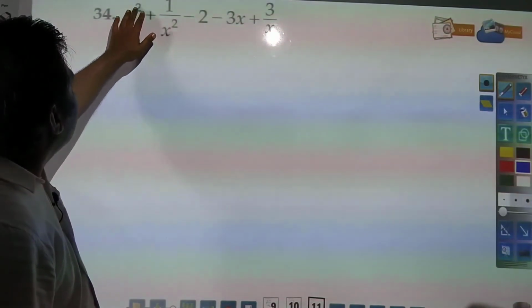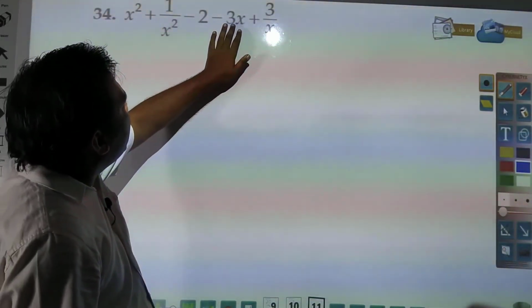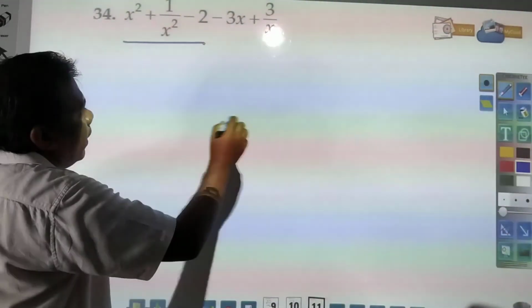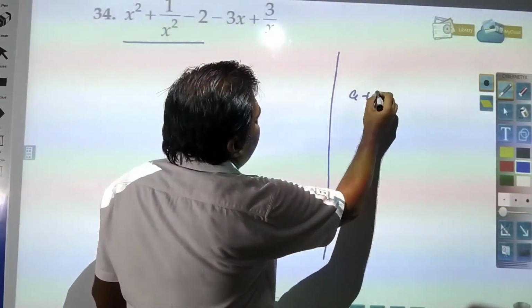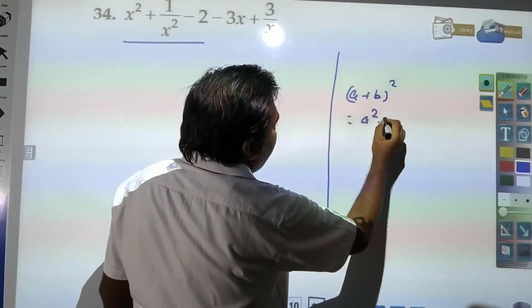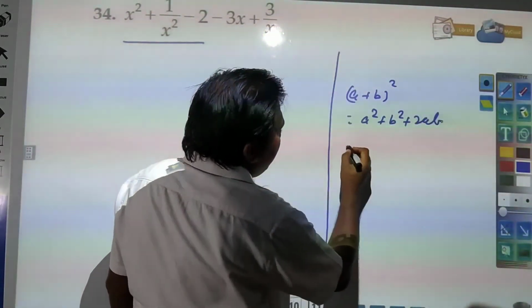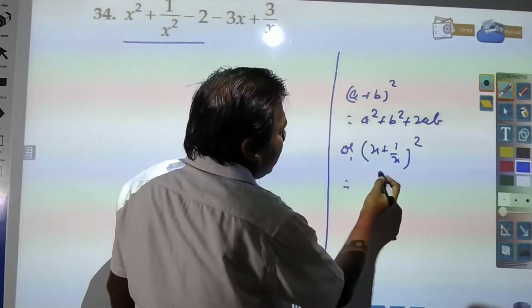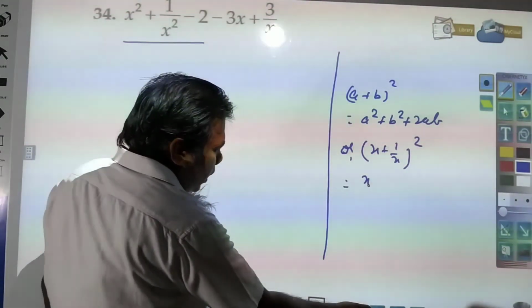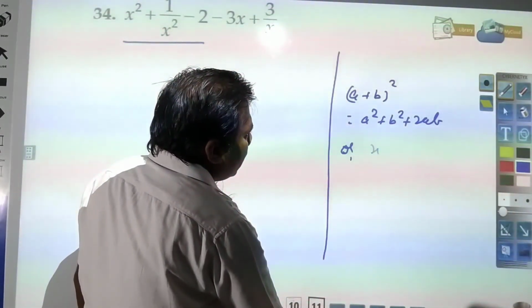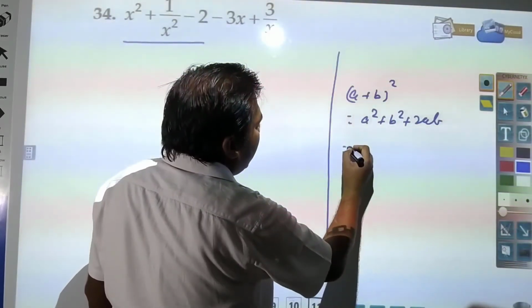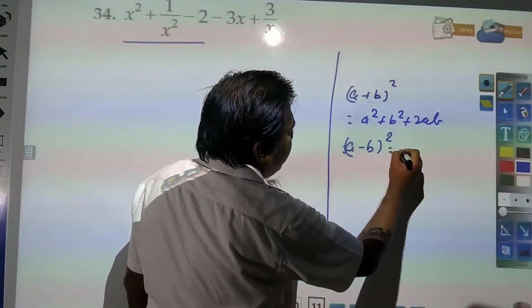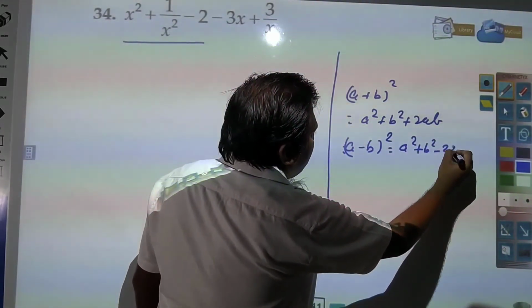Next you see x square plus 1 by x square minus 2 minus 3x plus 3 by x. How we will solve this? Here this term you see, if you remember the formula, a plus b whole square is equal to a square plus b square plus 2ab. If you have x plus 1 by x whole square, then what will you write? Oh sorry, here what has been taken, minus a minus b, minus sign you have. So if a minus b whole square you have, you will be having a square plus b square minus 2ab.